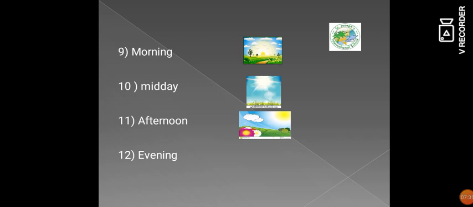Number 11, afternoon, when the sun starts to move. And it's about 2 or 3 p.m. What about evening? Evening, when the sun starts to go down. And it's about 5 or 6 p.m. Again, the different times of the day.